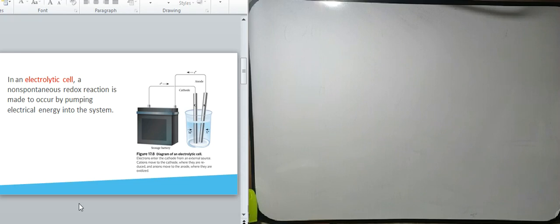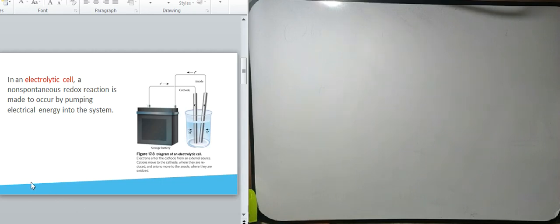Okay, so we can differentiate a galvanic cell from an electrolytic cell. Unlike a galvanic cell, in which the current is generated spontaneously, in an electrolytic cell a current must be applied by an external electrical power source for the reaction to occur. So we should take note of that. Again, a galvanic or voltaic cell is a spontaneous reaction, while an electrolytic cell is a non-spontaneous redox reaction.